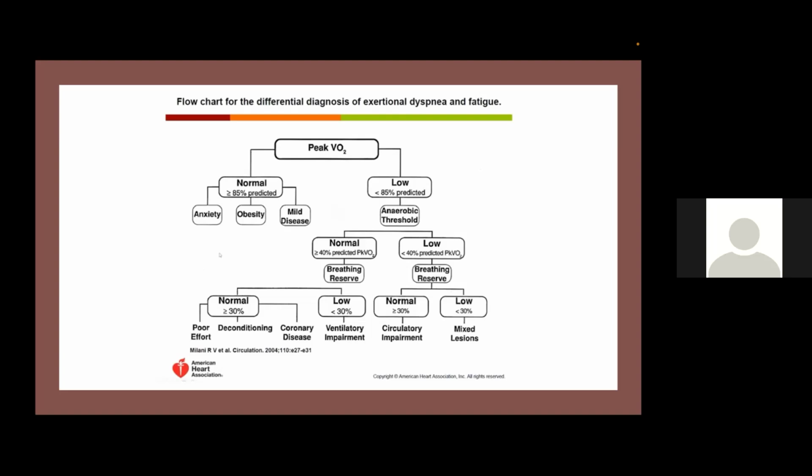There are many methods or steps we can go through, but this is just a special way for everyone. As shown in this paragraph, they look for the anaerobic threshold, then differentiate between normal or abnormal. If it's low, they will look for the breathing reserve. If it is low, that means mixed etiology, but if the breathing reserve is normal, that confirms circulatory impairment. On the other hand, if the anaerobic threshold is normal, they look for the breathing reserve and whether it is low or normal.